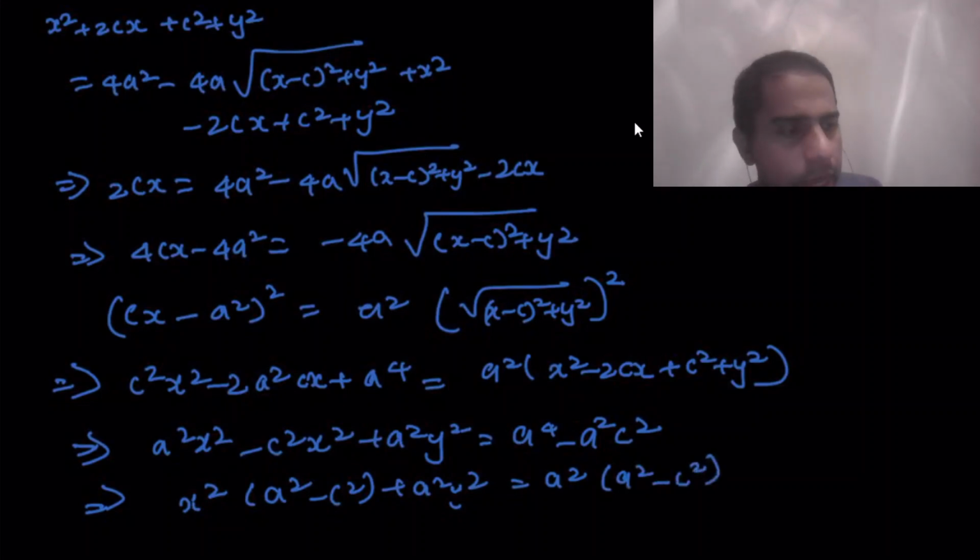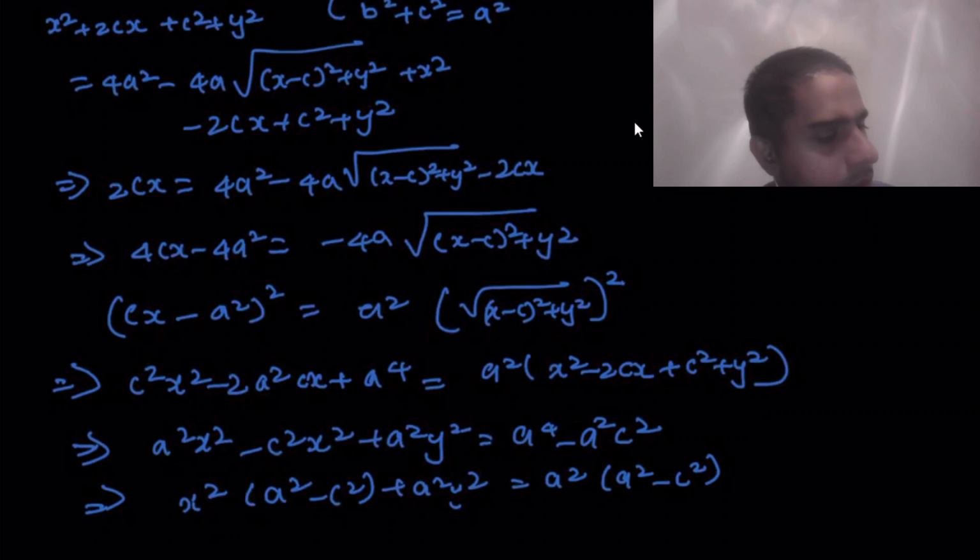We can actually, there is a formula saying that b square plus c square is equal to a square. Sorry. B square plus c square is equal to a square. By using that formula here, this is the case in ellipse.